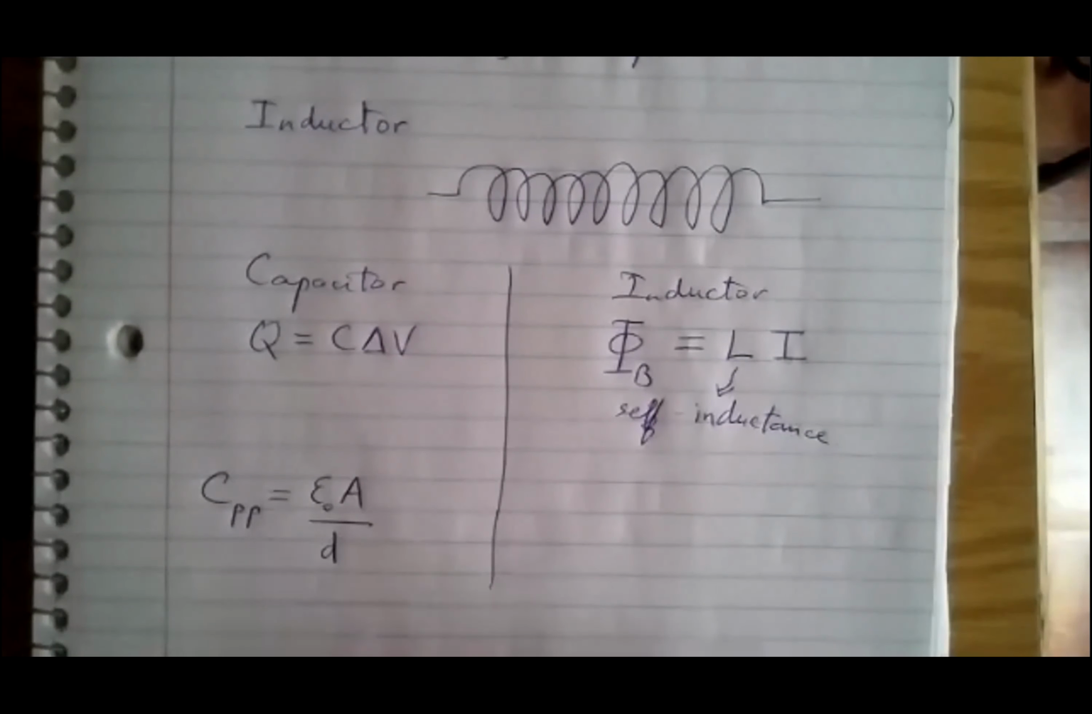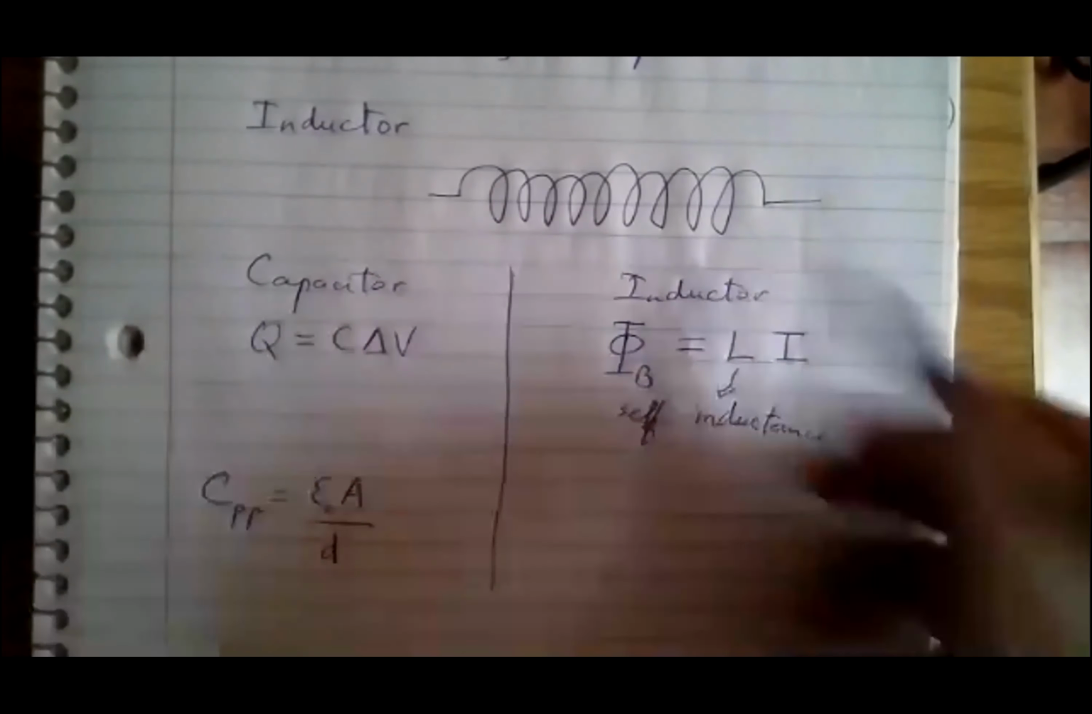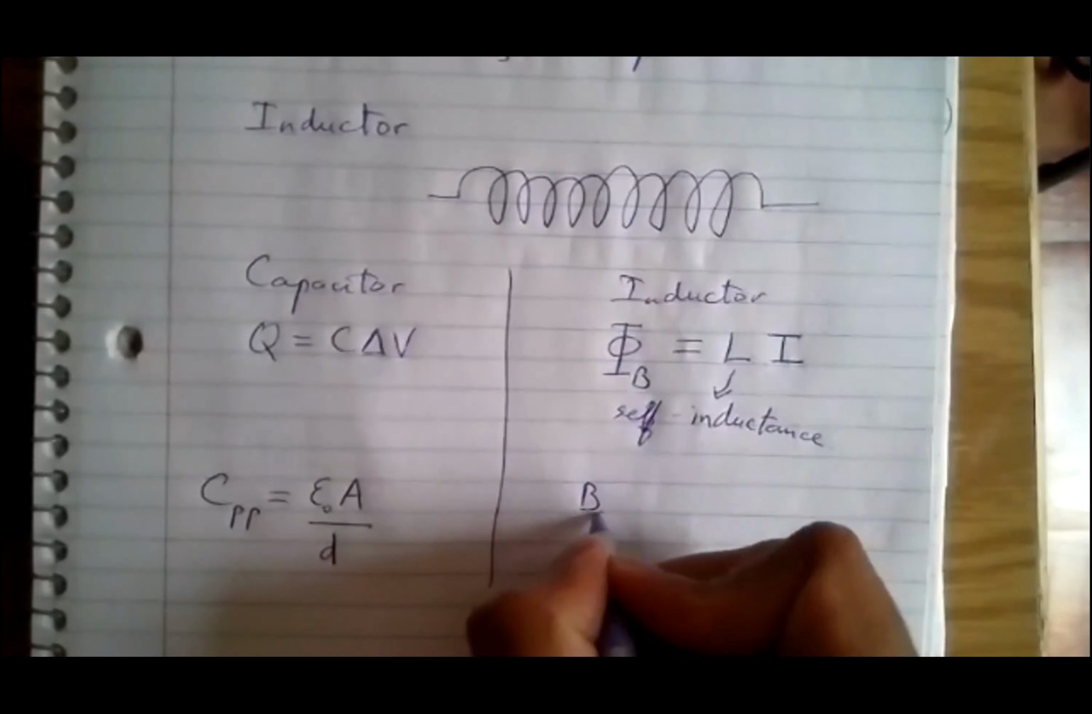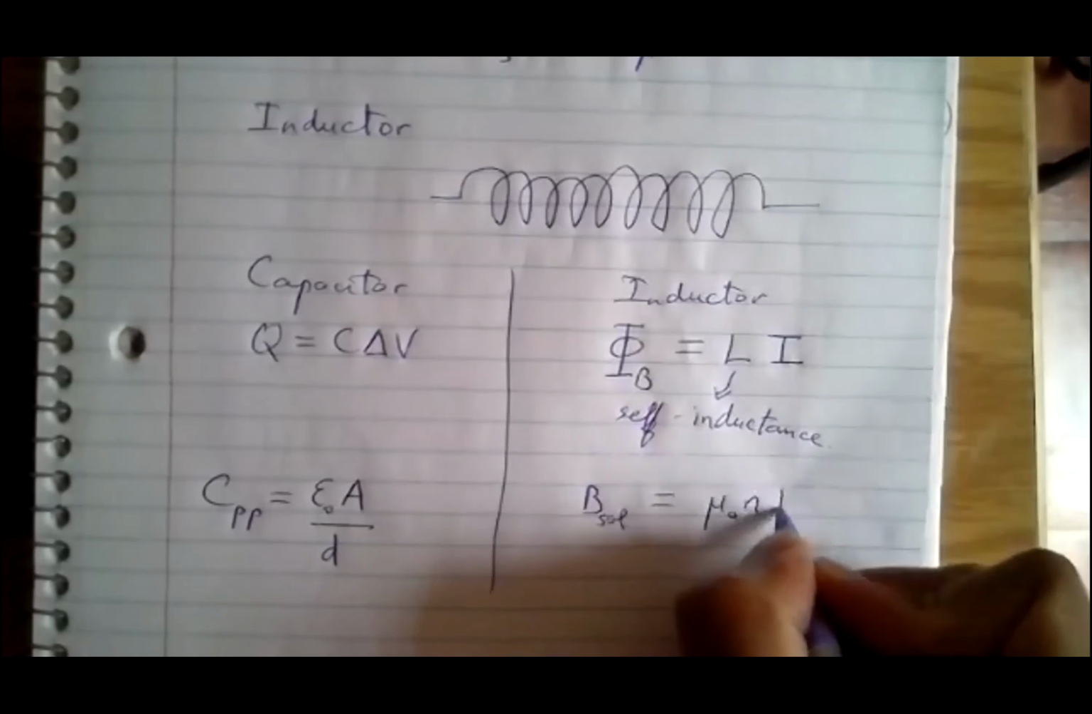So to calculate the flux seen by this coil, well, it's a solenoid. We know that for a solenoid, the magnetic field is mu naught N i.